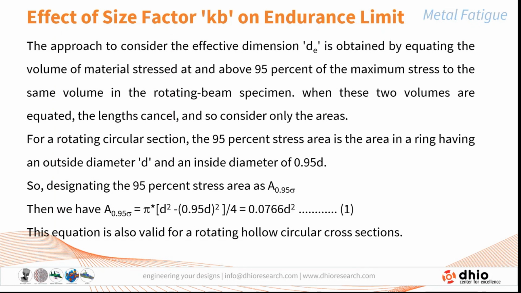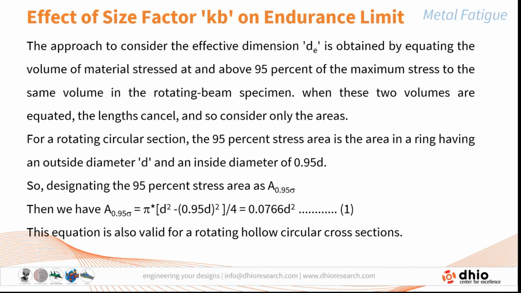Thus, for a rotating circular cross section, the 95% stress area is the area in a ring having an outer diameter D and an inside diameter of 0.95 D. Designating the 95% stress area as A0.95sigma, we have the 95% area equal to pi into D square minus 0.95 D square by 4, and that is equal to 0.0766 D square. This equation is also valid for a rotating hollow circular cross section, not only bending. And this is for the standard specimen.